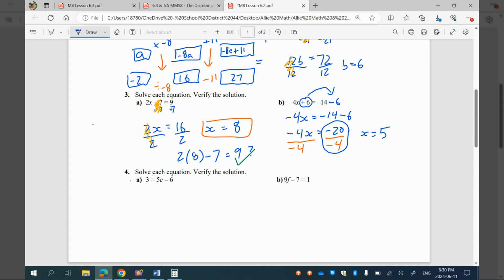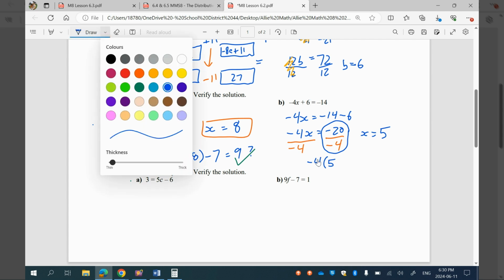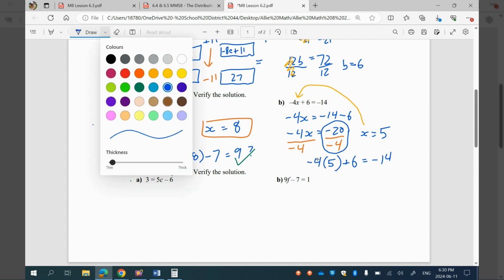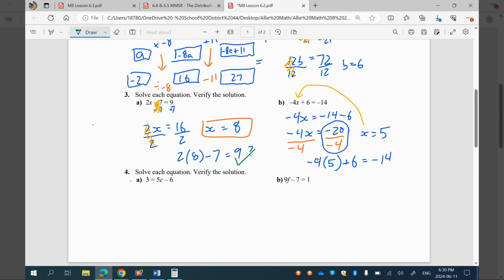And then we can check our answer. Is it true that negative 4 times 5, I'm just substituting, inputting this value into our original equation. So I'm saying x equals 5, so I'm inputting the 5 where our x was. So is it true that negative 4 times 5 plus 6 equals negative 14? Negative 4 times 5 is negative 20. Negative 20 plus 6 is negative 14. So yes, we confirmed that's correct.